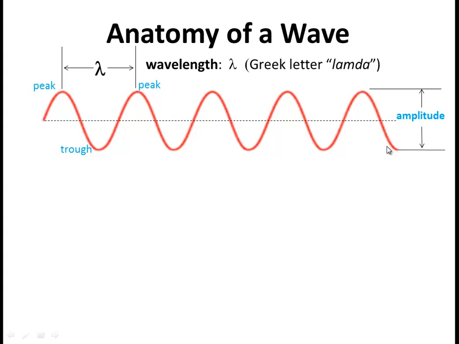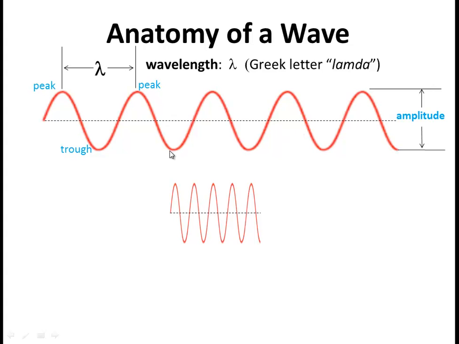Now, another feature of the wave is the distance from the peak to a trough. This is a measure of the strength of the wave. How intense is it? That's given by the amplitude. So if you're given a wave like this, and somebody asks you for the amplitude, you would simply look at the measurement between the peak and the trough.